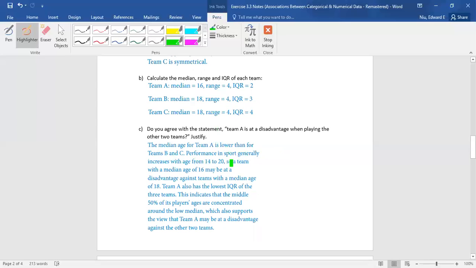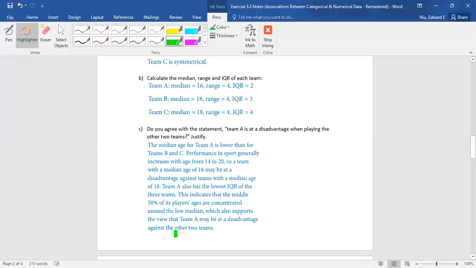Performance in sport generally increases with age, especially from the ages of 14 to 20. So a team with a median of 16 may be at a disadvantage playing against older kids, some of them 18 in our example. So Team A also has the lowest IQR of the 3 teams. This indicates that the middle 50% of the players are concentrated around the low median, which also suggests that Team A may be at a disadvantage against the other 2 teams.